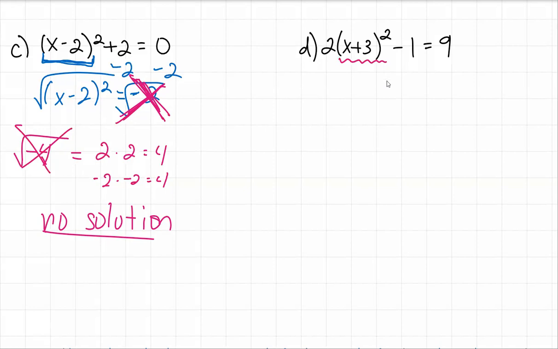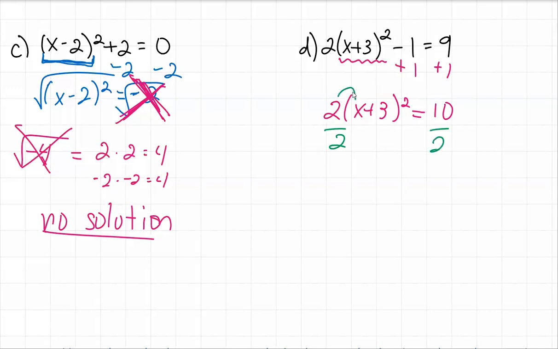Get the squared thing by itself. Let's add 1 to both sides. 2(x + 3)^2 is equal to 10. We still need to get the squared thing by itself, so let's divide by 2 on each side. Notice we can't distribute this 2, because this square is trapping x plus 3. Order of operations says I need to square this first, but why square it when we're about to square root it? The easiest thing is to get rid of the 2 by dividing it over. (x + 3)^2 is equal to 5.